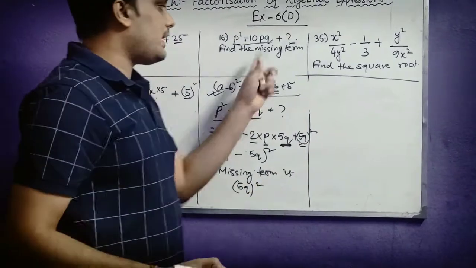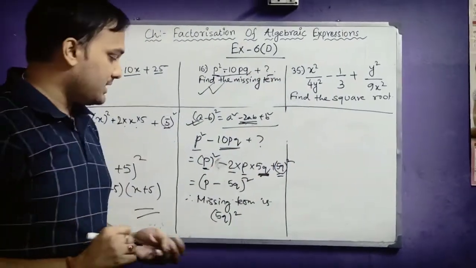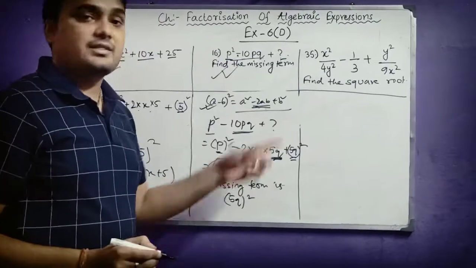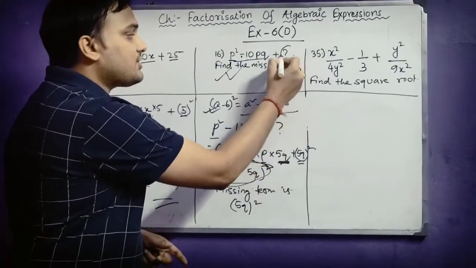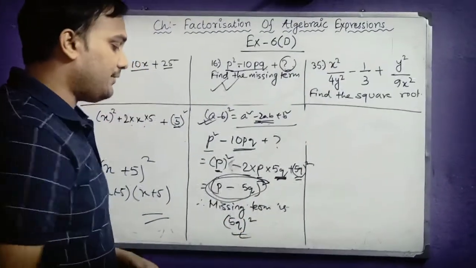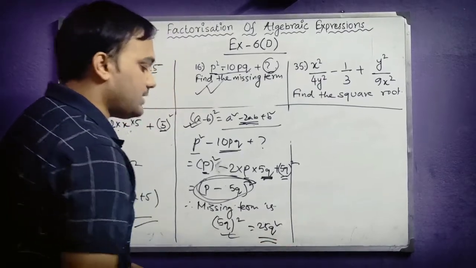So students, in order to make this question a square form like this, you have to add which term here? You have to add the term 5q square, or you can write it as 25q square. So this is your answer.